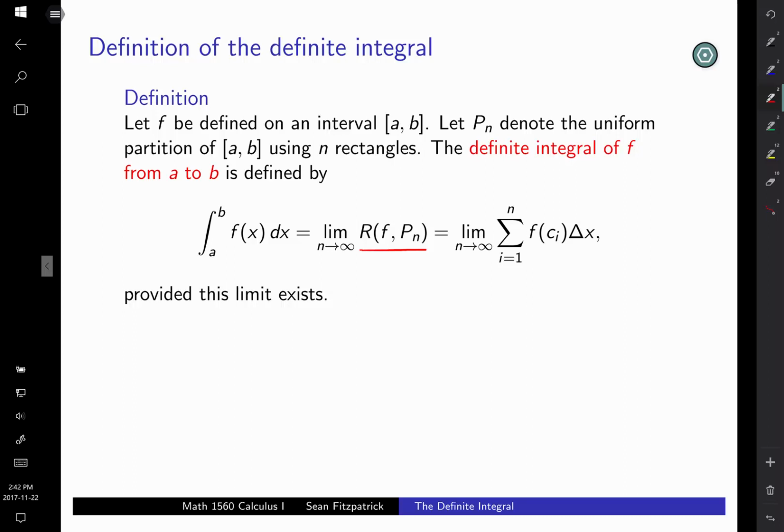So we'll do a few basic examples to show you how you might try to calculate these things straight from the definition, if for no other reason than to convince ourselves that we never want to do that again, and then we're going to move on to the fundamental theorem of calculus.